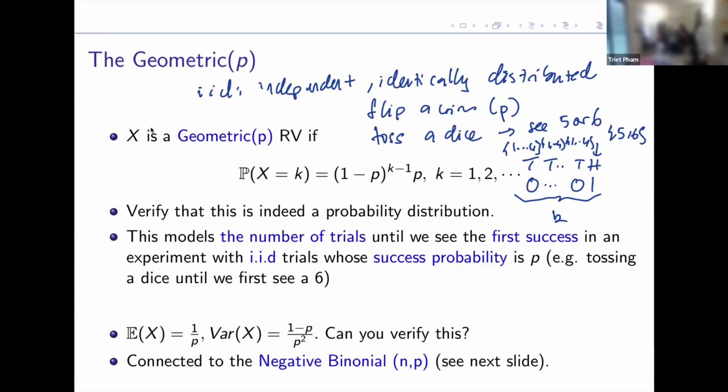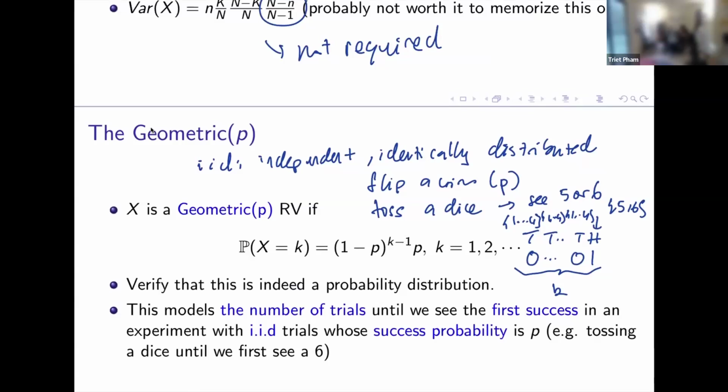Anyway, the probability of having to wait k trials total to see a success is pretty easy, because the last one must be a success, so it's p. All the previous ones must be failures, so it's 1 minus p. Well, let's see how good your calculus 2 is. If our claim is true, then this sum must be 1. Why is that true?